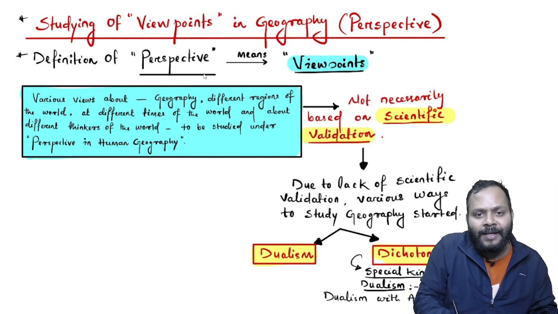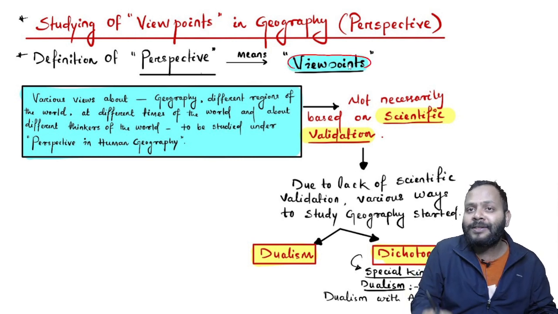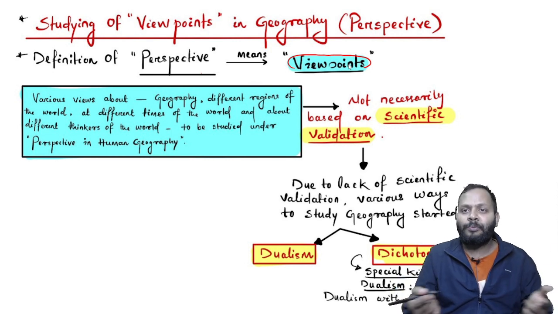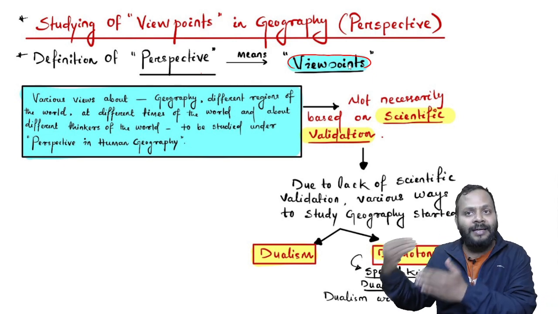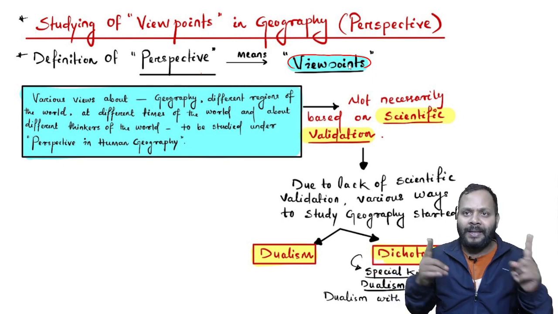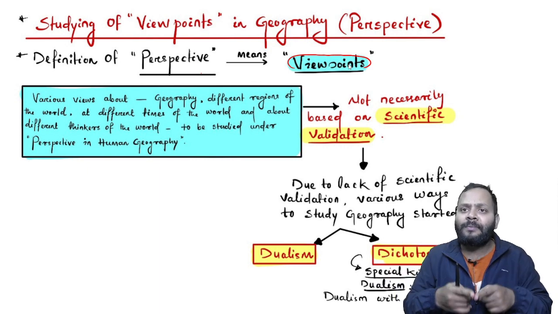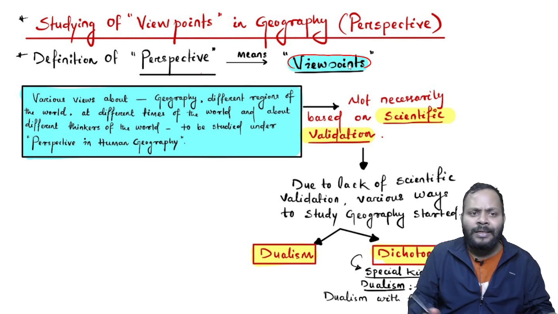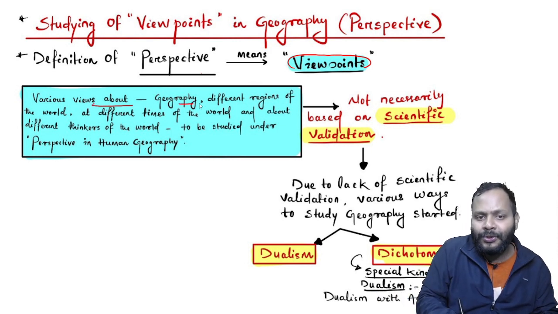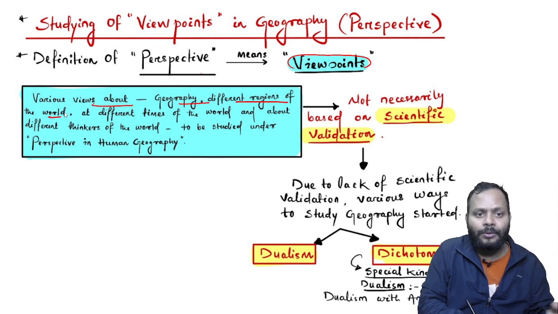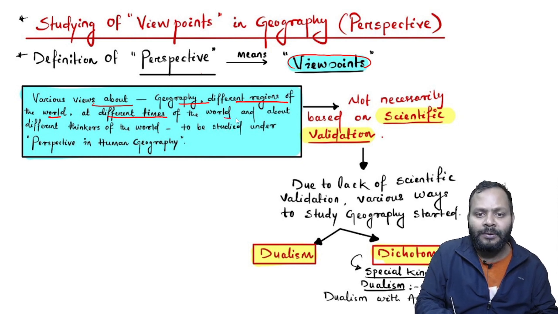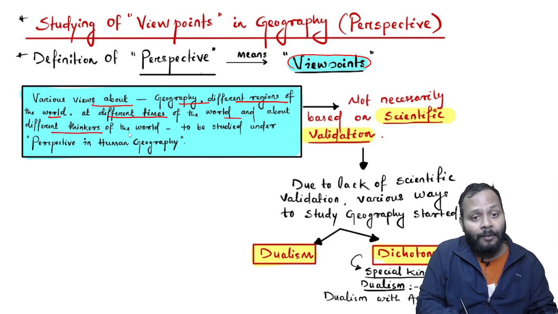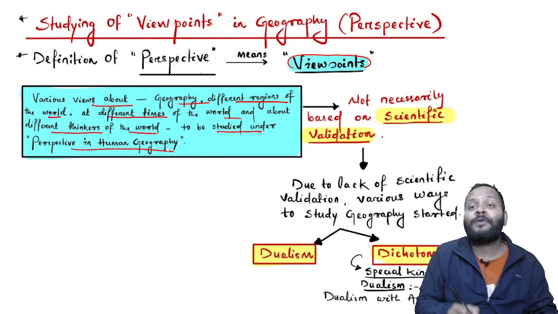Now this is the definition of perspective. The viewpoints. Who is having the viewpoints? Those thinkers used to have the viewpoints. In this perspective we will analyze the viewpoints of various thinkers. Will it be different from place to place? Yes. Will it be different from time to time? Yes. So these are the various views about geography, different regions of the world. Obviously different regions, different viewpoints, and at different times, again different.